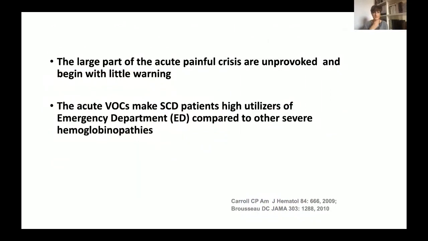When we consider a patient with sickle cell disease, studies have pointed out that a large part of these patients are high utilizers of the emergency department, even when compared with patients with severe hemoglobinopathy, such as the transfusion-dependent thalassemia patient. And this is very important, because it means that in areas where there are sickle cell patients, the emergency department should have guidelines or recommendations for the treatment of acute vaso-occlusive crisis, as well as areas where you can intensively treat patients with pain.